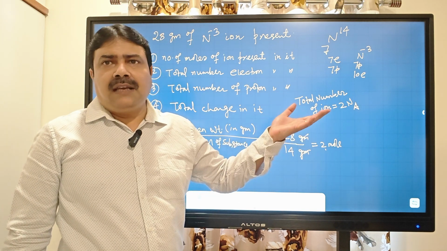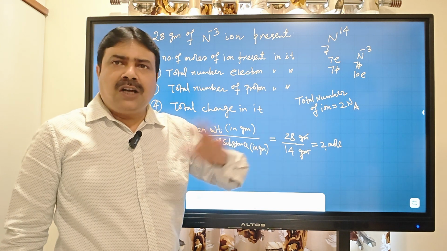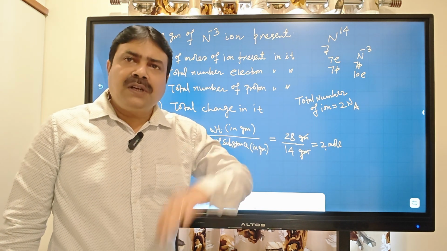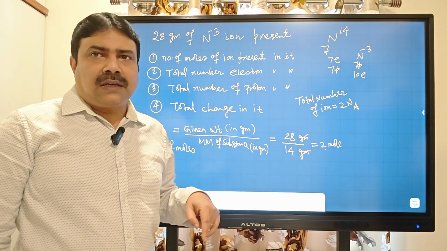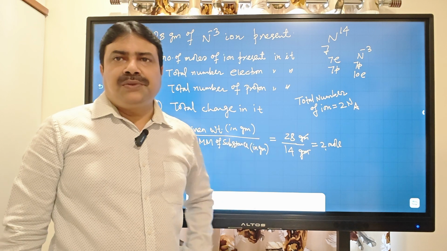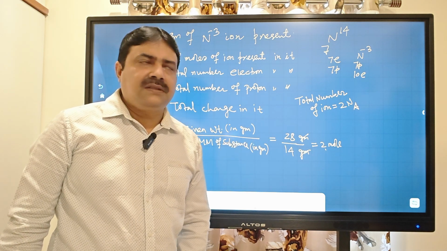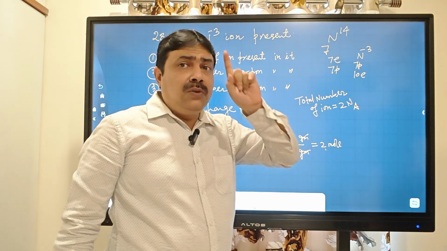If deficiency is there, plus charge. If excess electron is there, minus charge. Proton cannot be extra or deficient. Only in terms of electron being extra or deficient does plus or minus appear on that species. So now N-3 means there are just 7 protons and 10 electrons in one ion.